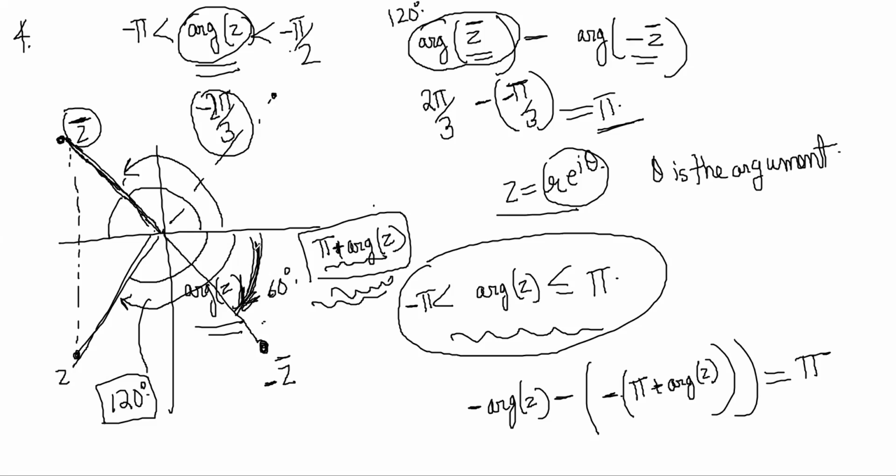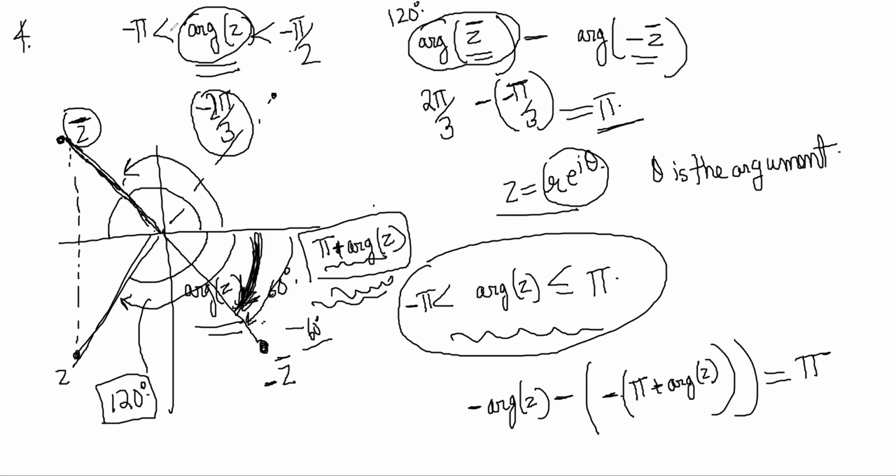And when you do the negative of a complex number, it is the reflection of that about the origin, right? So this has to be this angle. Again, you measure it from this side because it is in the fourth quadrant, right? So this angle has to be minus 60, and minus minus 60 becomes plus 60. So 120 plus 60, 180 is the answer.